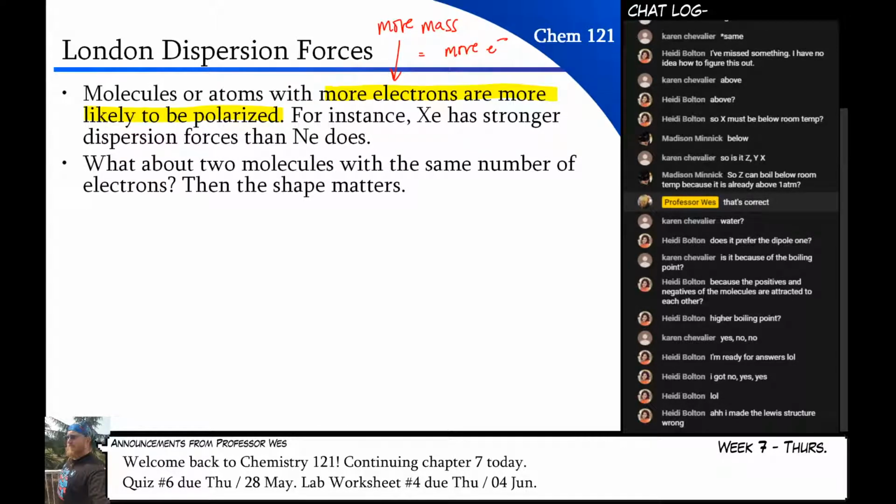If you have more mass, you have more electrons, because the higher the molar mass is, the more electrons there are. Xenon has more electrons than neon, and xenon has a higher mass than neon.